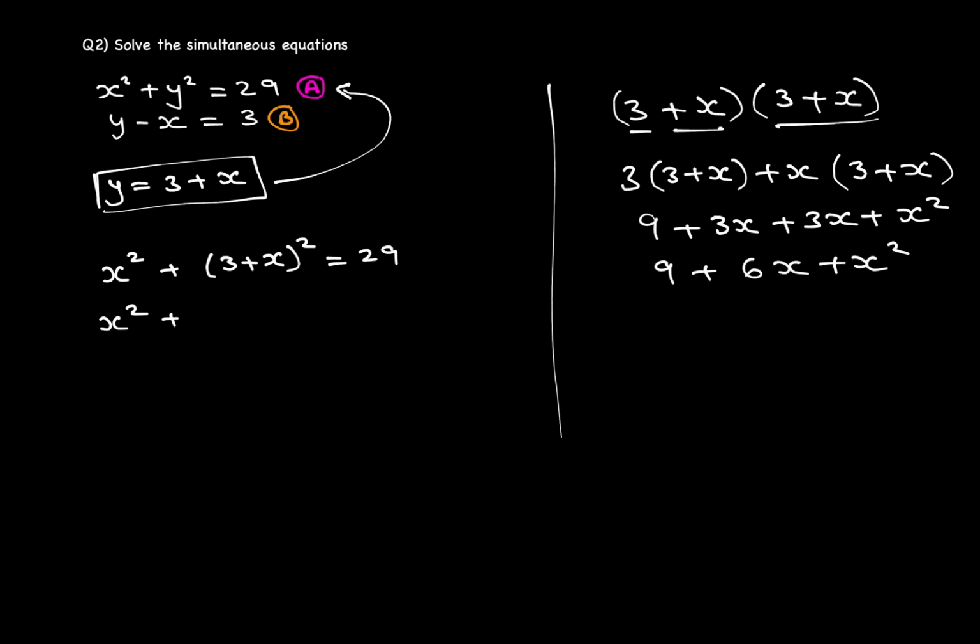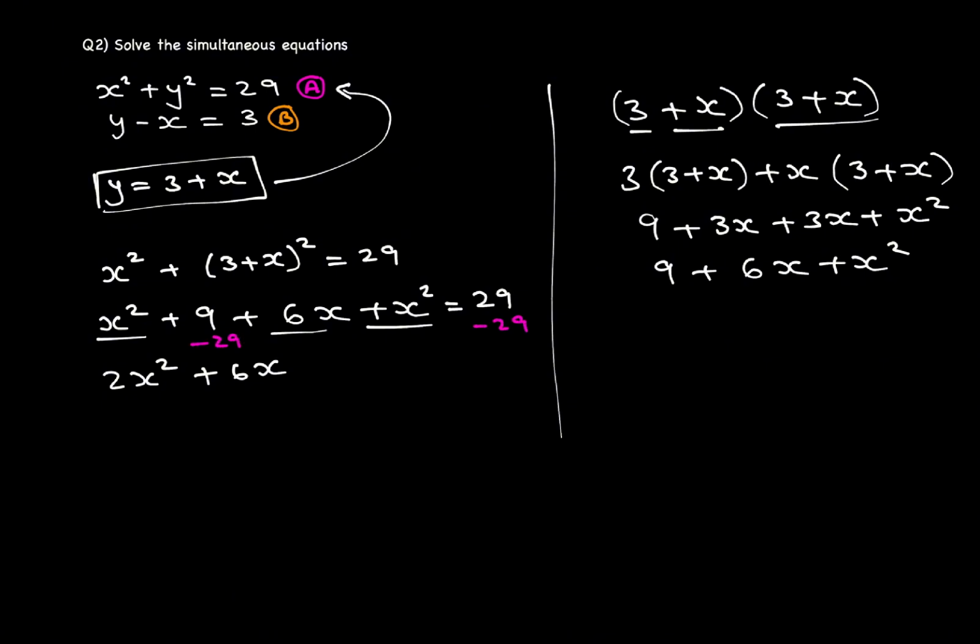I'm just going to bring that over to the other side. And now we have x² + 9 + 6x + x² is equal to 29. Tidy this up even further and gather like terms. So I've got 2x² + 6x. I'm going to bring the 29 over to the left hand side, so I need to subtract 29 from both sides. 9 take away 29 is negative 20, and the right hand side is now going to equal 0.